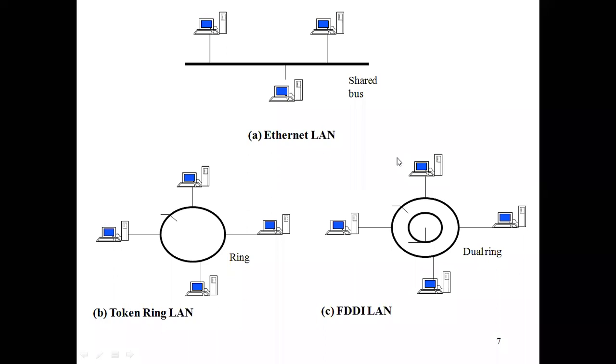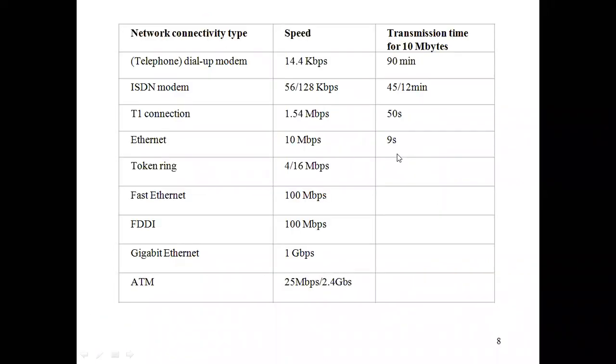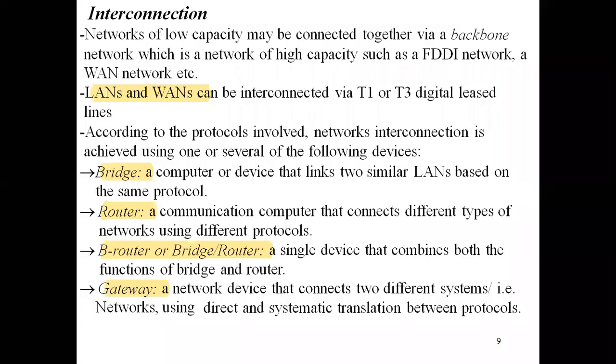Next, we have gone through the speed. Each and every technology has a specific speed: ISDN, T1, Ethernet, token ring, fast Ethernet, FDDI, gigabit Ethernet. Okay, everyone has its own speed of connection. So it becomes very easy to know what network requires what type of identification.